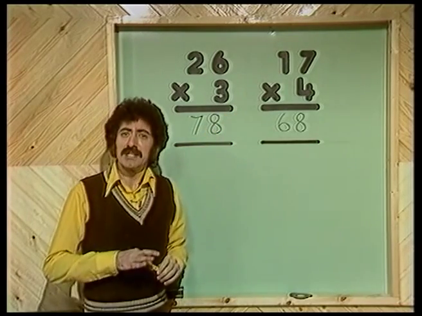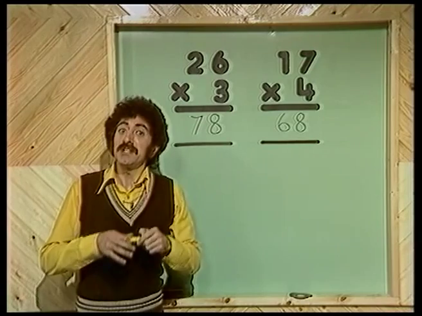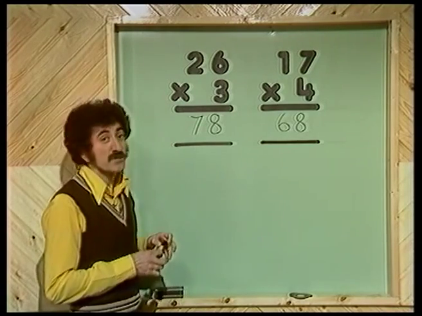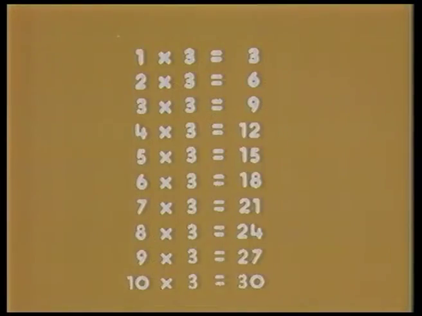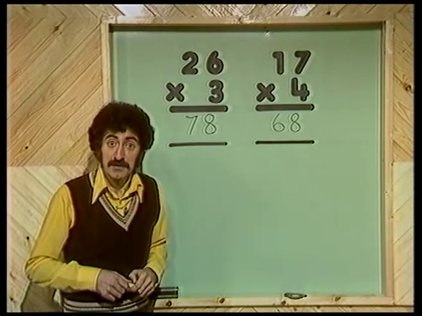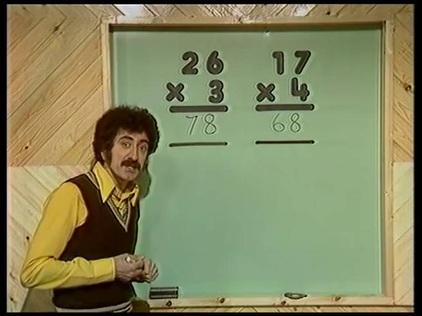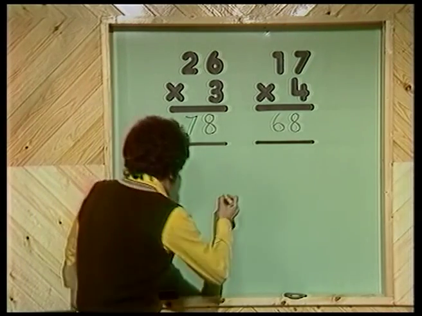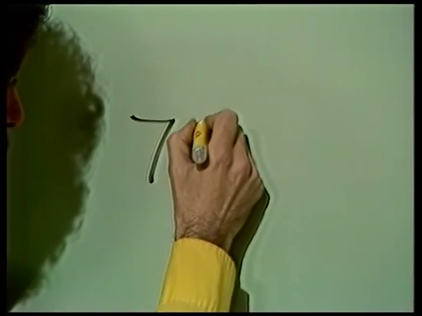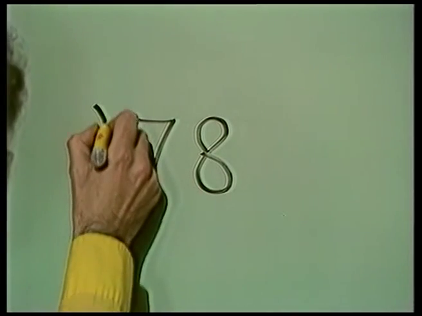Now suppose that we didn't know those answers. How would we divide 78 by 3 to get 26? Well, here's the 3 times table, which isn't much use as we don't even get near 78. 10 times 3 is 30, and 78 is a heck of a lot bigger than 30. So we have to use another method. It's called long division. Let's see how it's done. 78 divided by 3. Well, we write it like this.